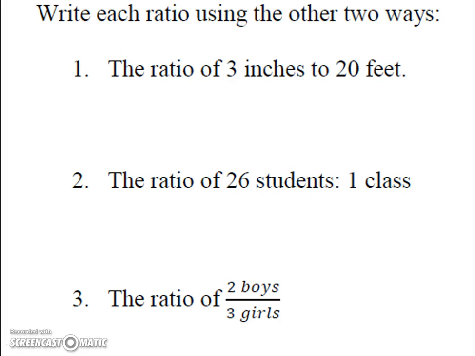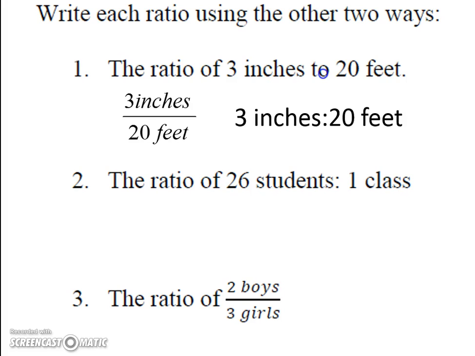So here we have three different problems, and we're going to write each of these ratios the other two ways than what's shown in the problem. So let's do number one together. The ratio of 3 inches to 20 feet, notice it is written with the word "to." So we need to write it as a fraction with 3 over 20 and with a colon, 3 colon 20. We would read that 3 to 20 for both of them.